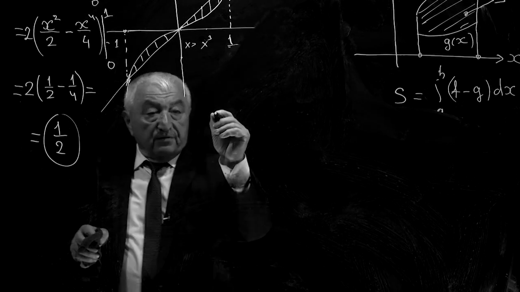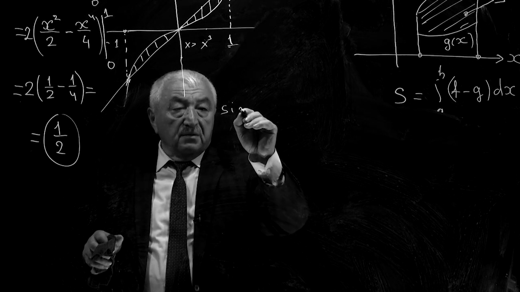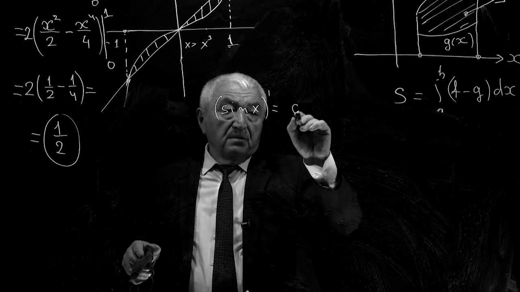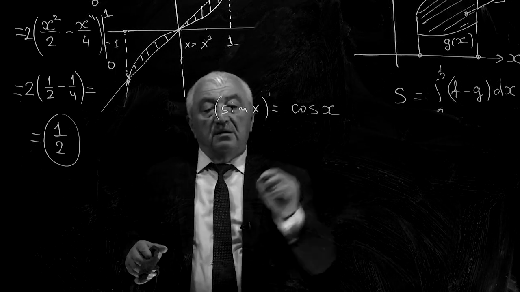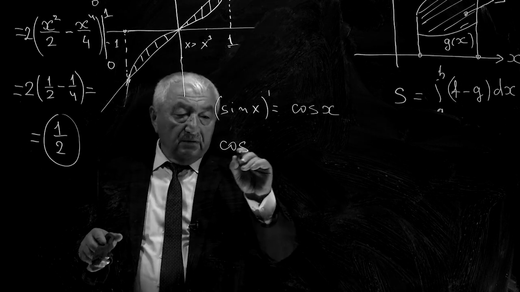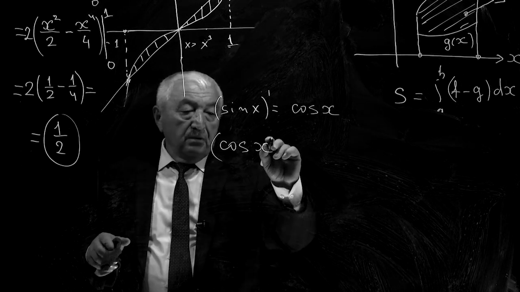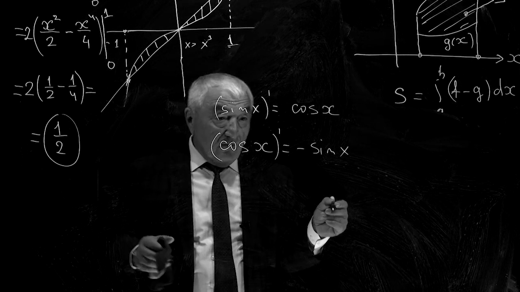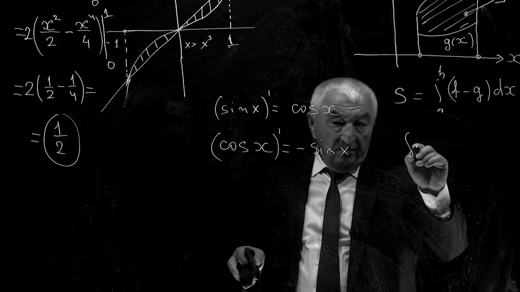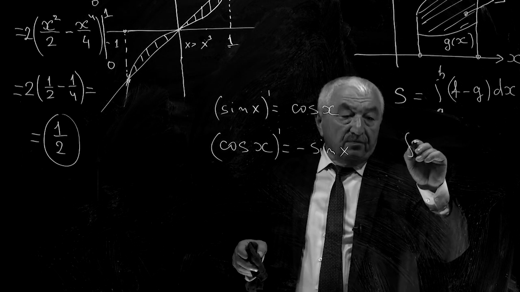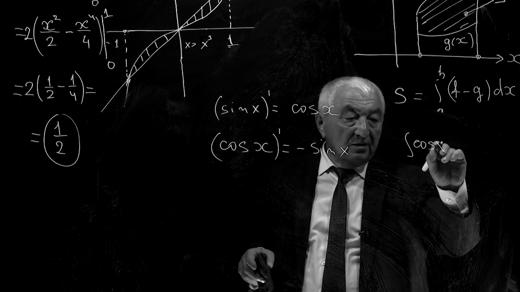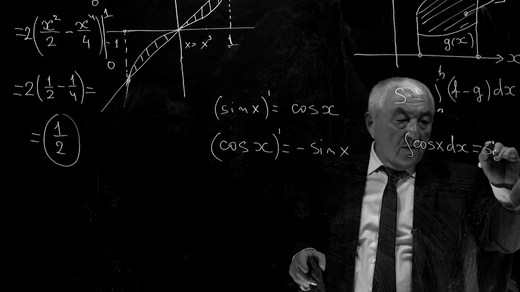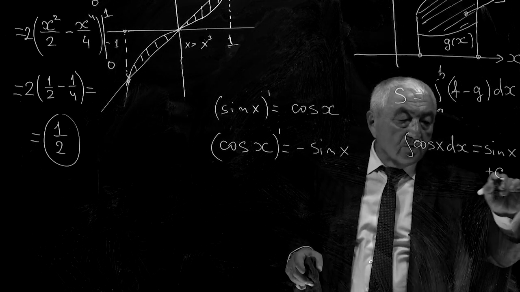For example, the derivative of sine of x is equal to cosine of x. The derivative of cosine of x is equal to minus sine of x. And what does it mean? It means that the integral of cosine of x dx is equal to sine of x plus constant. Why?